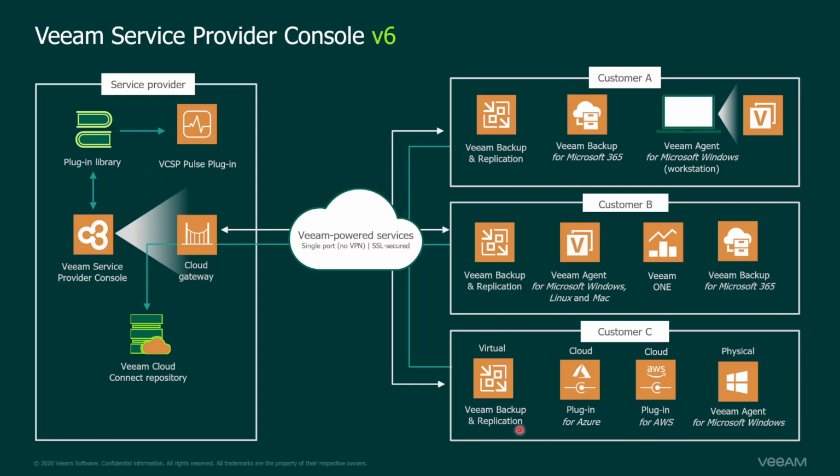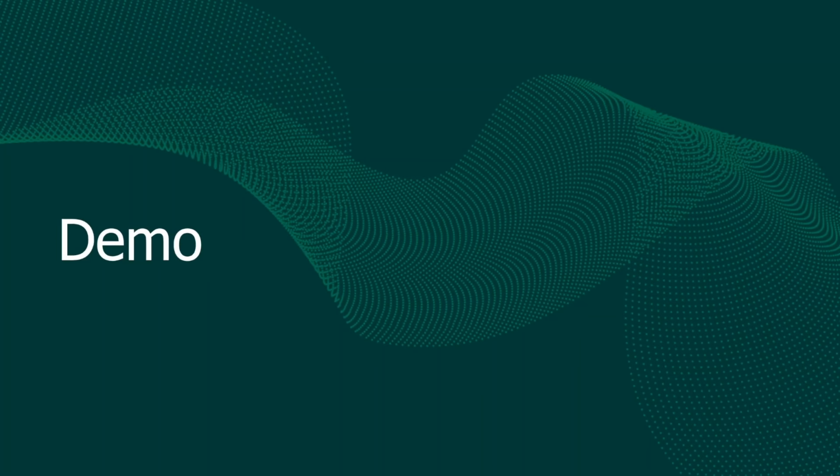Please mind that all of the Azure and AWS integration is done through the backup replication server, which means that you need to first connect your AWS and Azure appliances to the backup replication server and then connect this backup replication server to the Service Provider Console. And now let's jump into the demo and take a look how those sections can be performed in the UI.